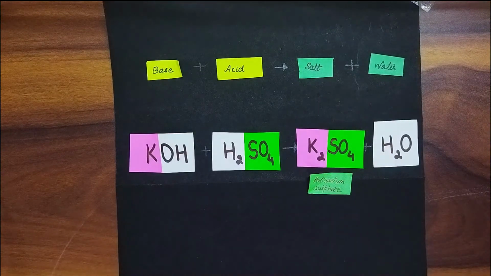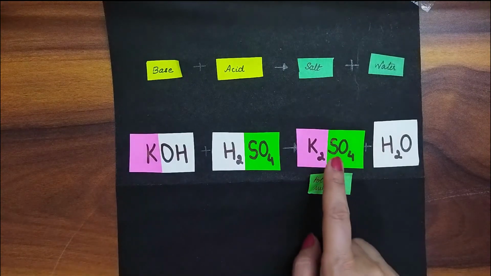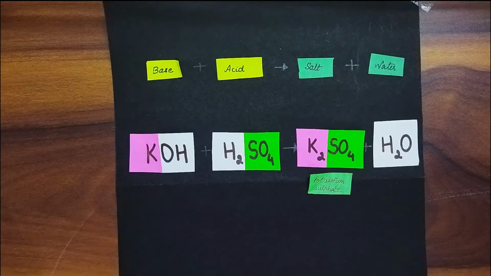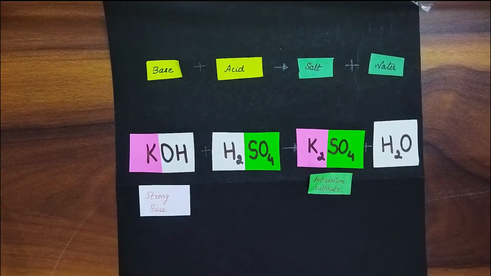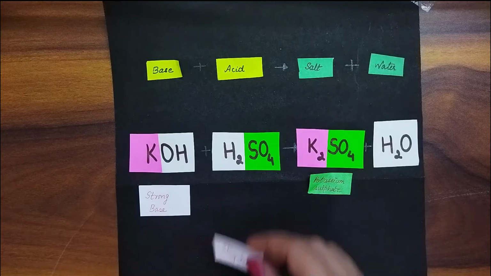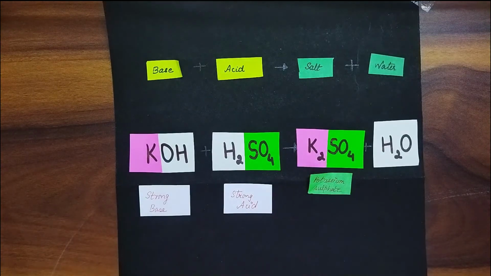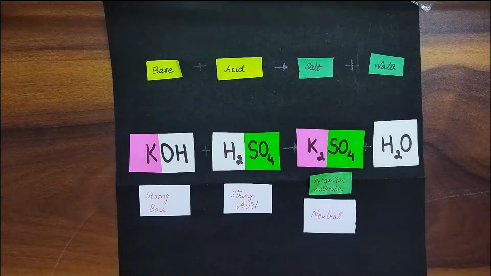Now, again, to find out the nature of this particular salt formed, KOH, that is potassium hydroxide, is a strong base. Then H2SO4 is again a strong acid. So the salt formed will be neutral.